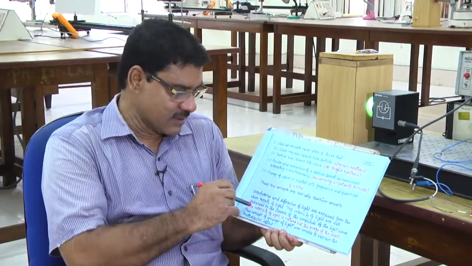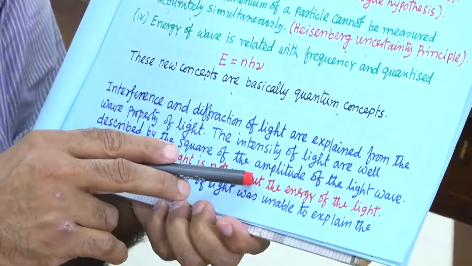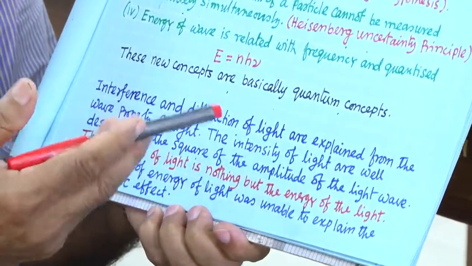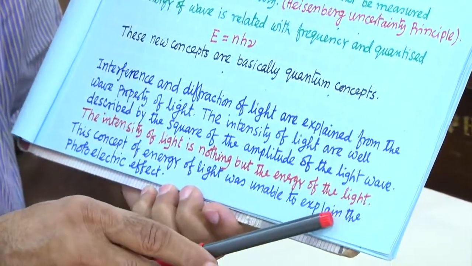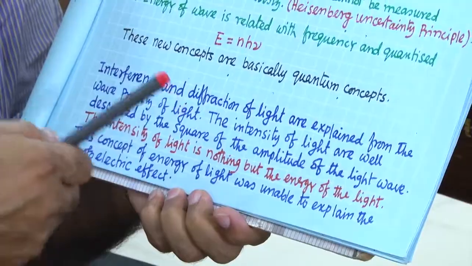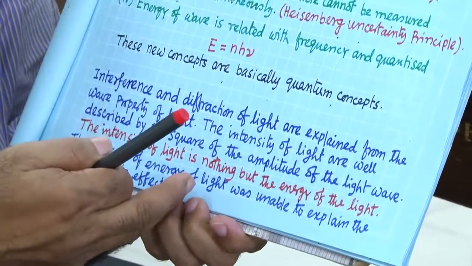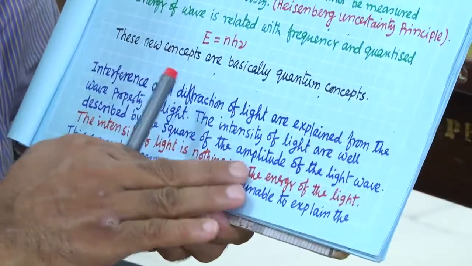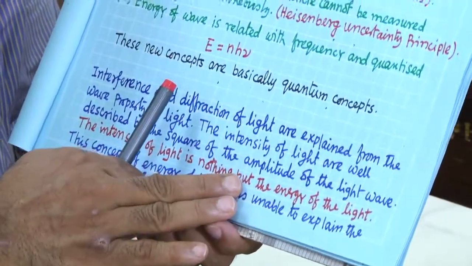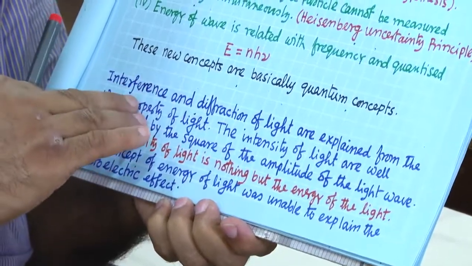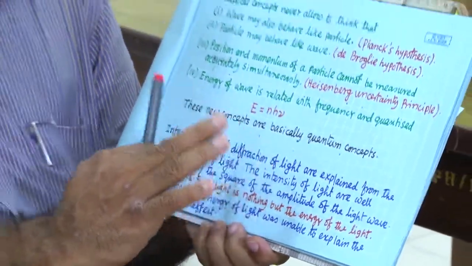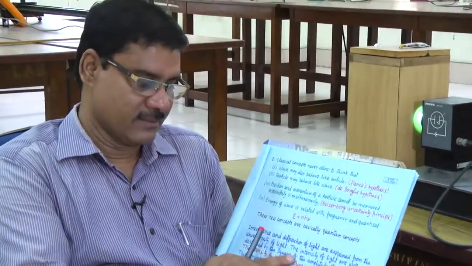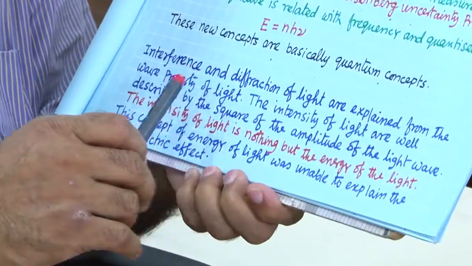So, the amplitude square of the light wave gives the intensity. Intensity of light is nothing but the energy of the light. More intense light has more energy, it is supplying more energy. That is the concept we used for the explanation of the interference and diffraction properties of light, and that is basically the wave concept of light. But this concept of energy of light was unable to explain the photoelectric effect.